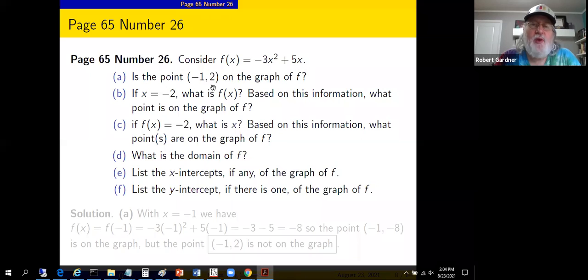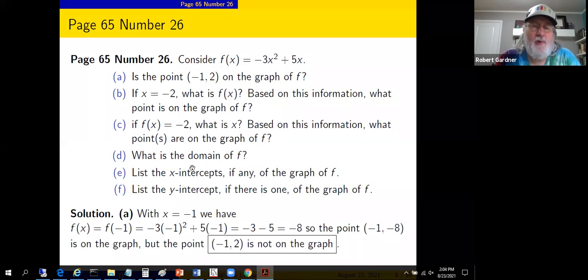First question, is the point (-1, 2) on the graph of the function? Well, let's take x equals -1, plug it into the function. f of x, that is f of -1 equals, go back up here, wherever you see an x, replace it with a -1. So we get -3 times (-1) squared plus 5 times (-1). I say it quickly, verbally trying to deal with this parentheses stuff. You get -3 times (-1) squared. Don't forget the parentheses. The squaring absorbs that negative sign, giving you -3 times +1.